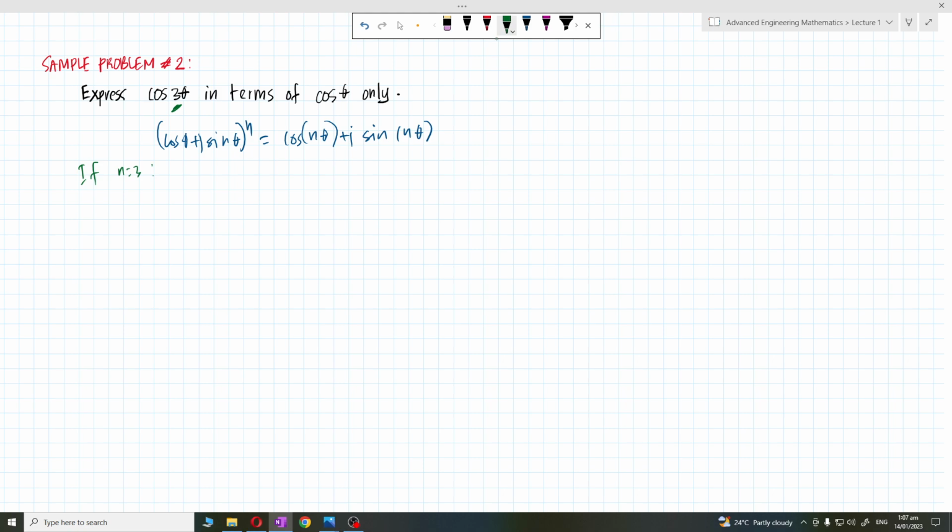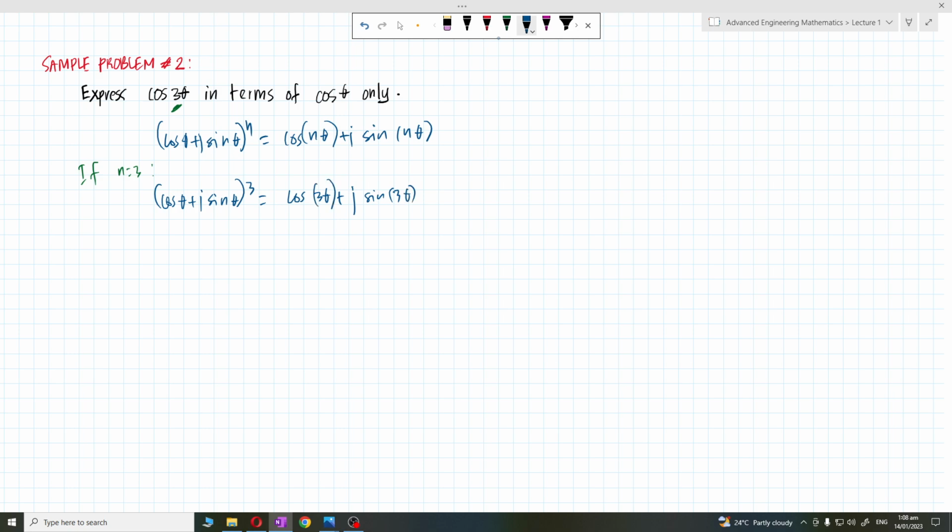So we will set n is equal to 3. Therefore, the cosine of theta plus j sine theta raised to 3 is the same as cosine of 3 theta plus j sine of 3 theta.